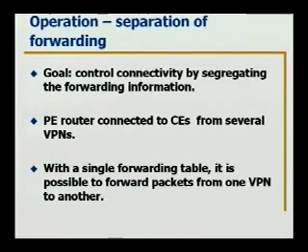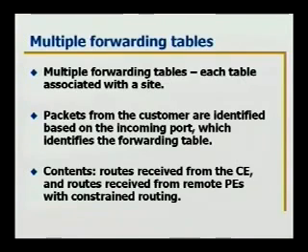So let's start with our first goal. The first goal was to achieve the privacy of the traffic. So we don't want to mix traffic from one VPN with traffic from another VPN. So what we want to do is split the forwarding information. If I had a PE router connected to CEs from several VPNs, and we put all the forwarding state in a single table, then it would be possible to forward packets from one VPN to another. So this is solved by having multiple forwarding tables, and each table is associated with a particular site.